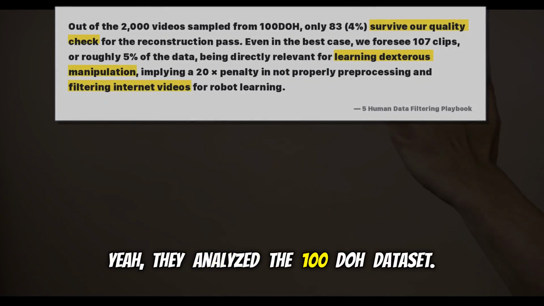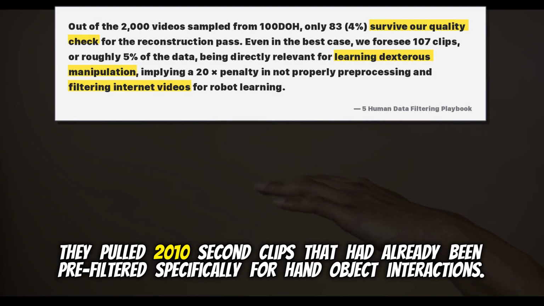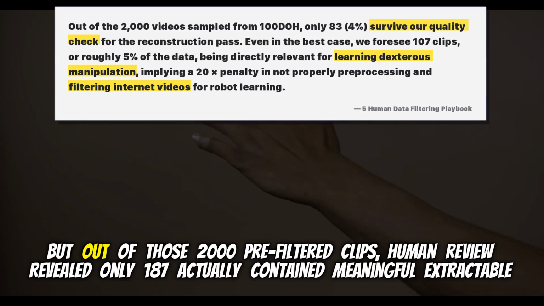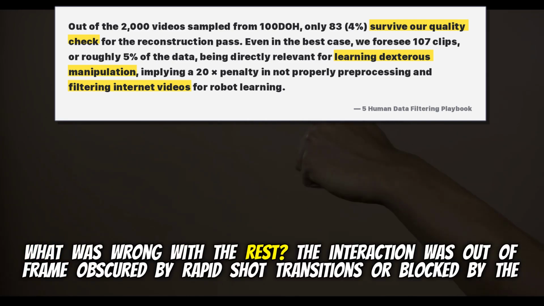Yeah, they analyzed the 100 DOH dataset. They pulled 2,000 10-second clips that had already been pre-filtered specifically for hand-object interactions. Okay, so these are supposed to be the good clips. Right. But out of those 2,000 pre-filtered clips, human review revealed only 187 actually contained meaningful extractable interaction. What was wrong with the rest? The interaction was out of frame, obscured by rapid shot transitions, or blocked by the camera angle.